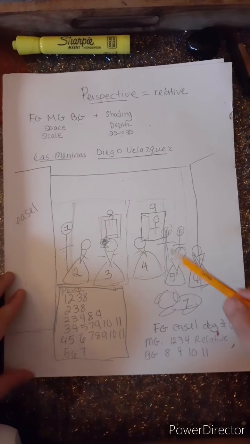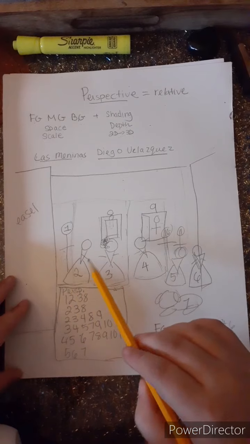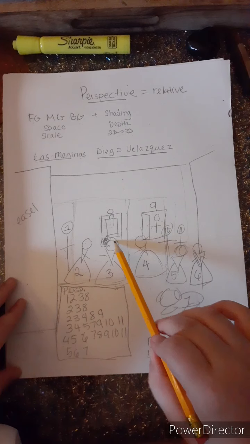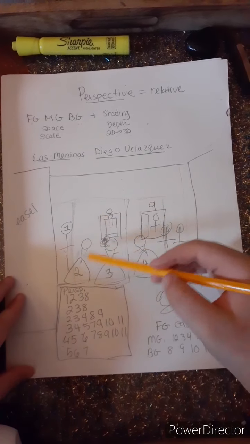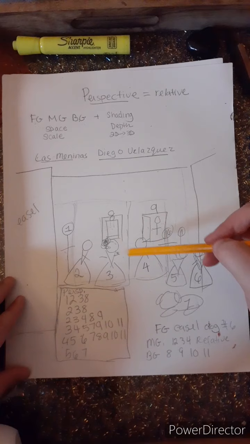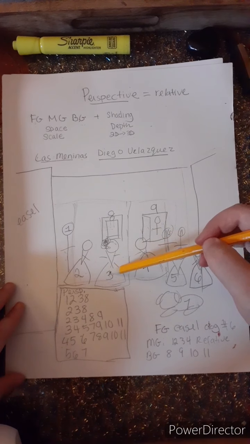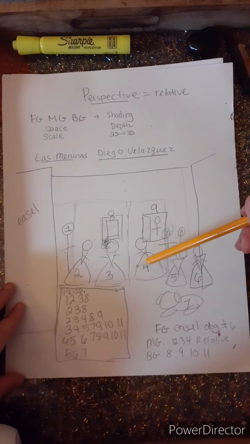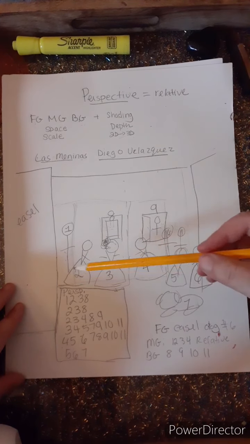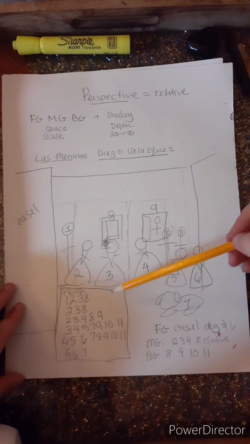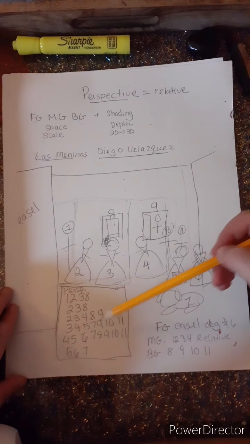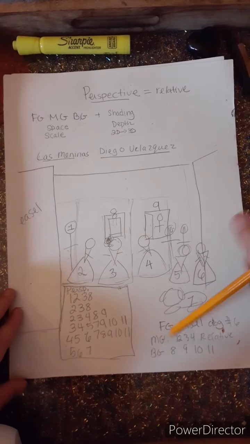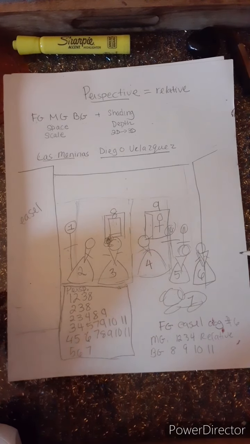If you crop the image to 2, 3, 4, and 8, then the foreground would be number 3, 2 would be the middle ground, and 2 and 4 would probably be middle ground, and then 8 would be the background. Depending on where you crop the image, the foreground and middle ground change, and the background stays relatively the same.